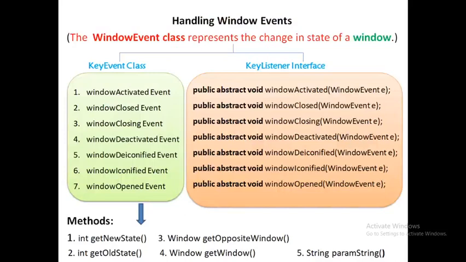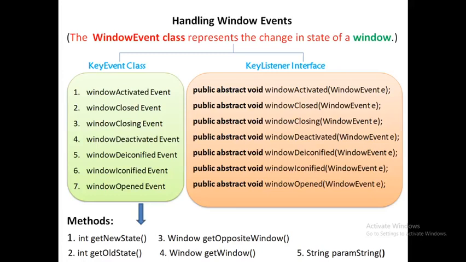I will show you the situation when the window event will be generated. In which situation will the window event be generated? Before that, we have to learn a little bit of information about handling window events. A window event represents a change in the state of a window. That means when the window is changing state, that is called a window event.